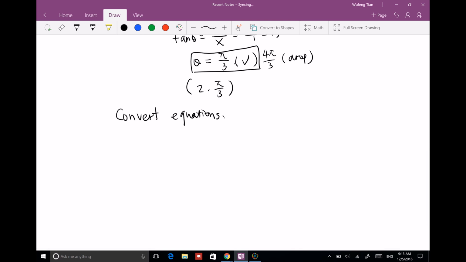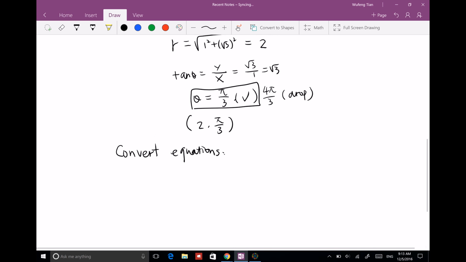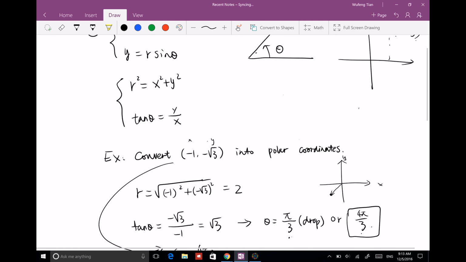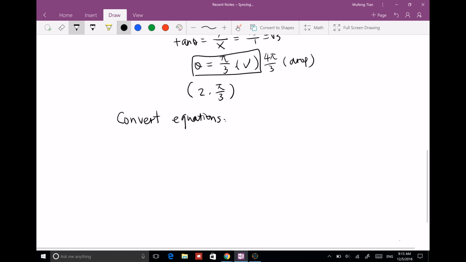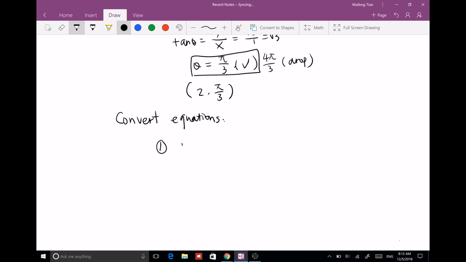Convert equations based on what we're going to use: these two formulas. X equals r cosine theta, y equals r sine theta, or r squared equals x squared plus y squared. So we'll still use these two formulas to convert. First example, r equals 4. R equals 4 is very obvious, it's just a radius equals 4. What you get is a circle.